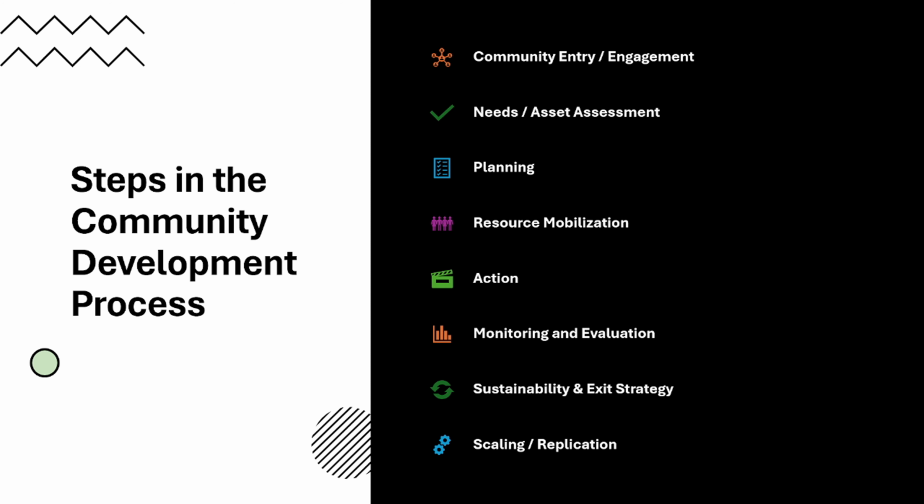Sixth step is monitoring, evaluation, and learning. No project is complete without reflection. Monitoring and evaluation help track progress, measure impact, and identify what's working and what needs improvement. It's not just about collecting data, it is about learning. Feedback from the community should be constant and adjustments made along the way.